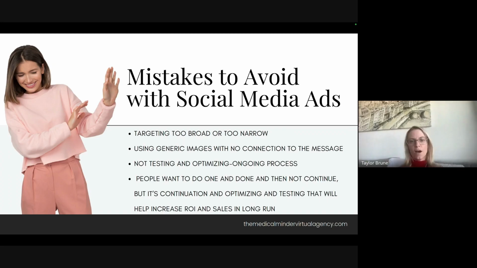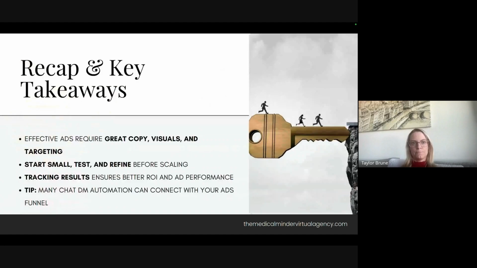And then not testing. Optimizing is an ongoing process, and people want to do one and done and then not continue. Like I mentioned before, that's a no-no. You want to keep continuing with ads and try different things, and this helps increase results in the long run. So effective ads require great copy, visuals, and targeting. Start small, test, refine, and then scale.